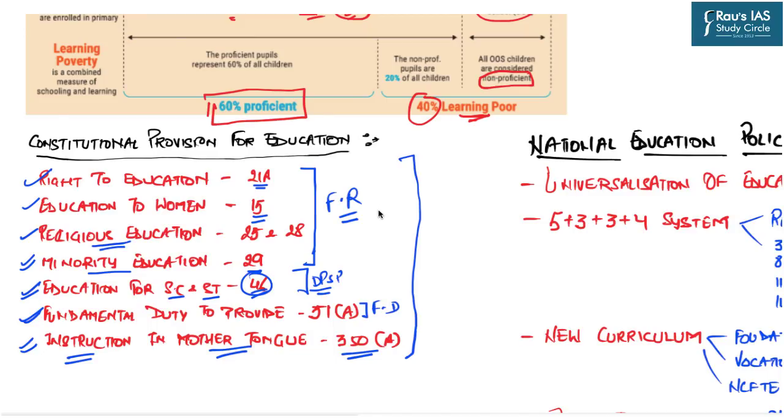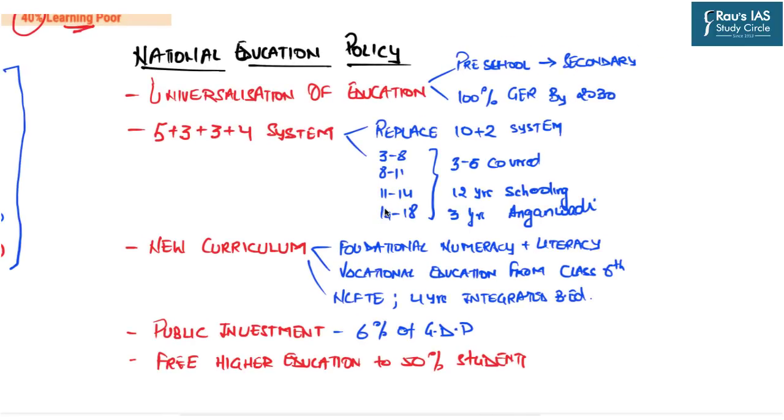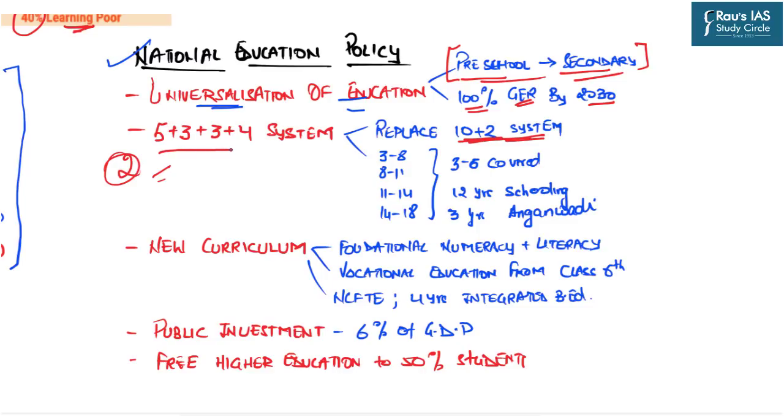of our students. And in this very regard, we should know the important provisions of the National Education Policy. First of all, it aims to provide universal education. The universalization of education in the National Education Policy deals with two important things. One is that it aims to cover preschool to the secondary level of education, integrating all the levels of school education. Second, it has put for itself an ambitious target to improve the gross enrollment ratio to 100% in schools by 2030. The second important thing is that it aims to replace the present 10 plus 2 system by 5 plus 3 plus 3 plus 4 system.